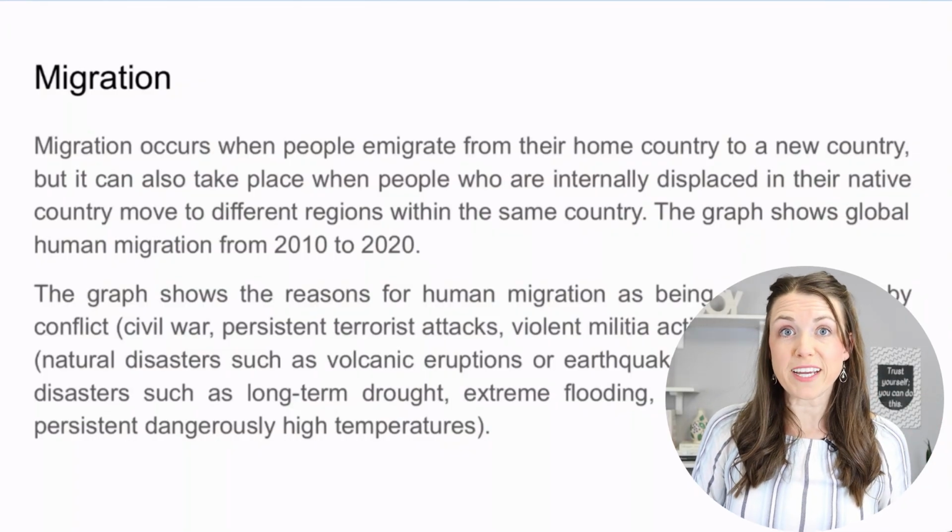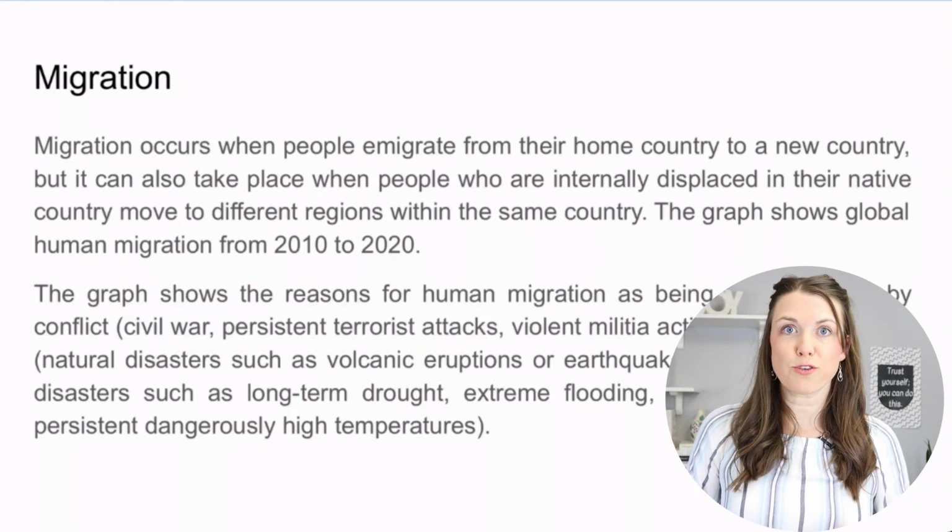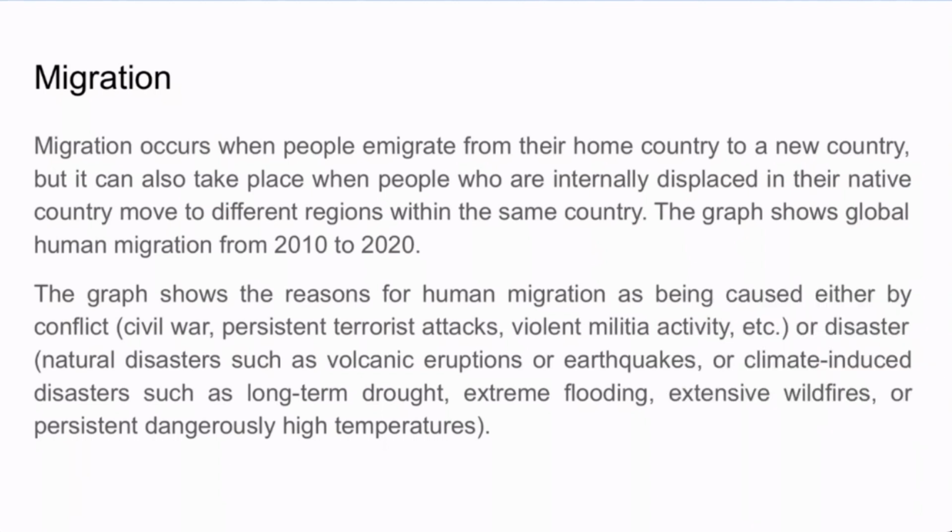So let's start off by reading and then we will answer those questions. We're talking about migration, but not migration of birds, friends. This is social studies, so we're talking about migration of people. Migration occurs when people emigrate from their home country to a new country. But it can also take place when people who are internally displaced in their native country move to different regions within the same country. The graph shows global human migration from 2010 to 2020.